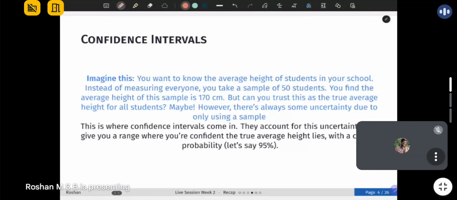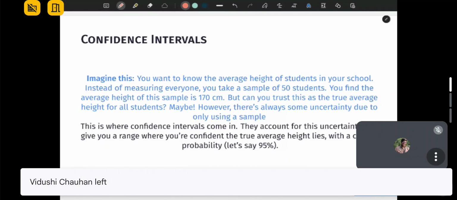and again, confidence intervals. As I told you in the last class, you can't take a sample of everyone in your school. You take multiple samples, like around 50 students each, and come to a conclusion saying that the average height is around 170, but you might not be 100% sure of that. So this is where the confidence interval comes in. You might be 95% sure that the average height of students lies within a certain interval. That is your confidence interval. Okay.